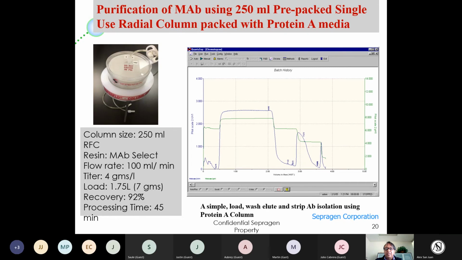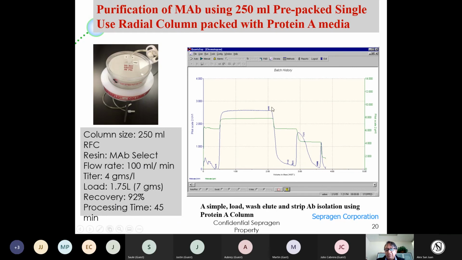For them, a process to purify a liter or so of a particular construct and get enough material to do any kind of testing or tox testing or the like, they can cut down a fair amount of time by being able to do that same process, instead of in half a day or a day, in a matter of an hour. So here you have a 250 ml column packed with MabSelect, running 100 mils a minute, 4-gram per liter titer, and so you've loaded 1.75 liters, 92% recovery, and the separation time is 45 minutes.